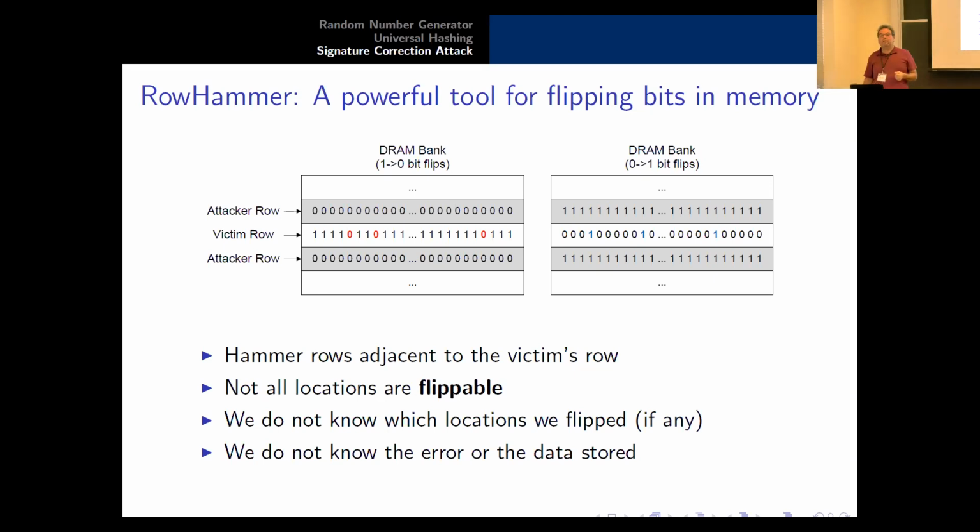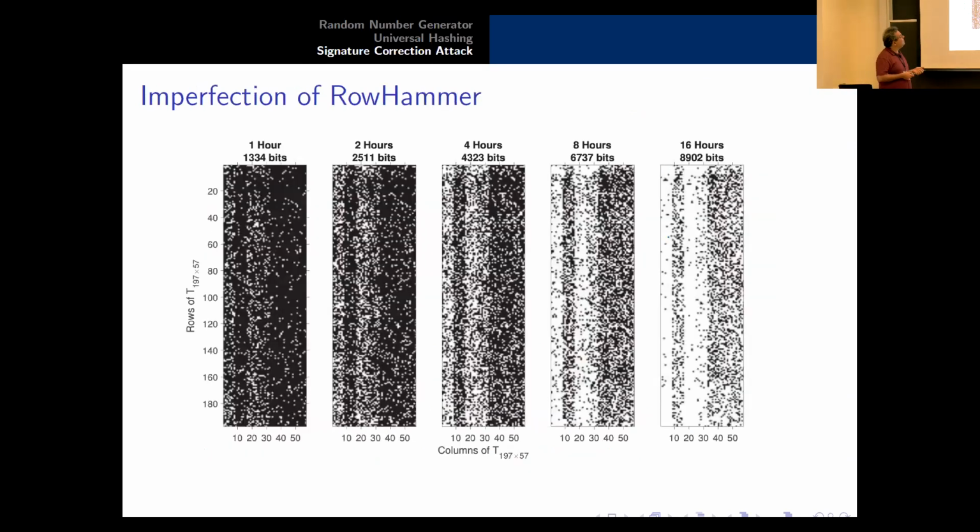This has to do with the physical properties of the memories, the storage devices themselves. Not all bits are flippable. This is an example of an actual experiment where we kept hammering. This event of repeatedly writing to a memory piece is called hammering.